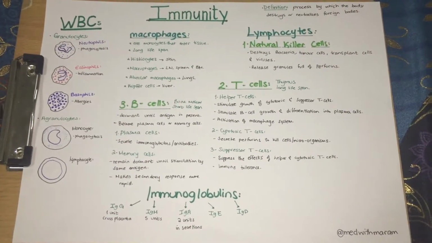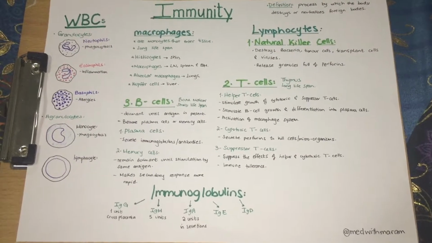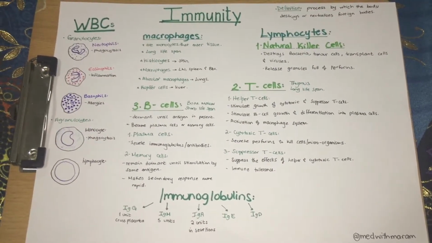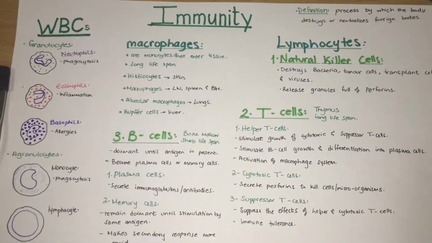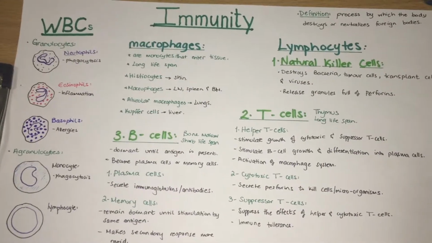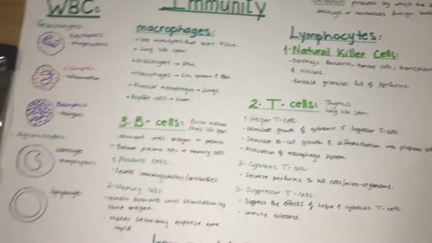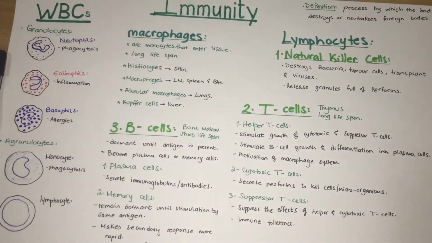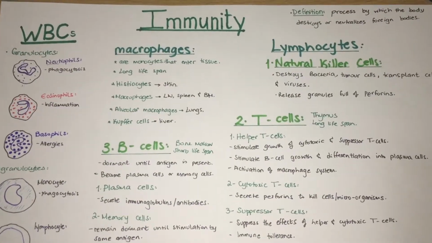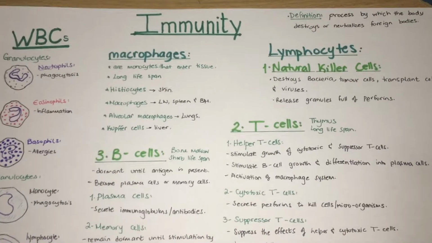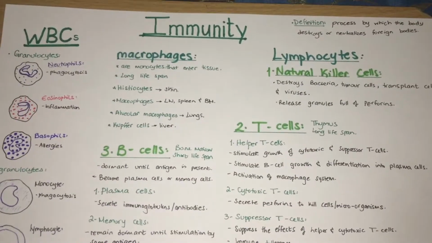This video is going to be on immunity and it's going to be a very brief and simplified version, so hope you enjoy it. Okay, so before we start talking about immunity itself, we need to define it. The definition of immunity is the process by which the body destroys or neutralizes foreign bodies. So if any type of foreign body enters the body, let's say it's dust particles or bacteria, then the body reacts in a way that gets rid of it or protects us from it.